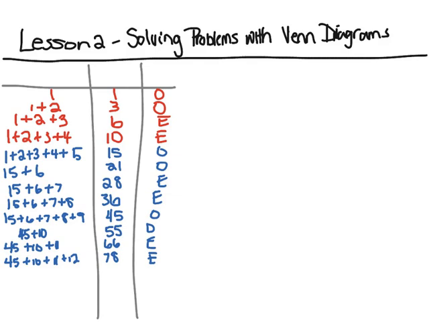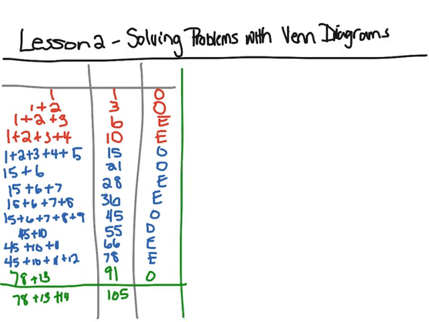Okay, I started filling out my table. So far I'm at 78. So 78 plus 13 is 91. This is going to be an odd. And 78 plus 13 plus 14 is equal to 105. So this is our last number because 105 is greater than 100. So we want to do our sets.